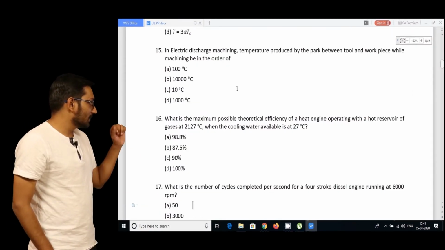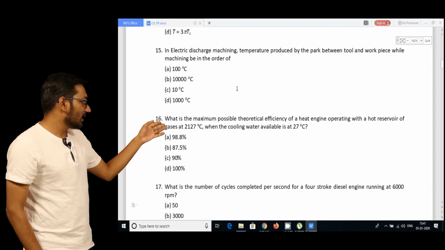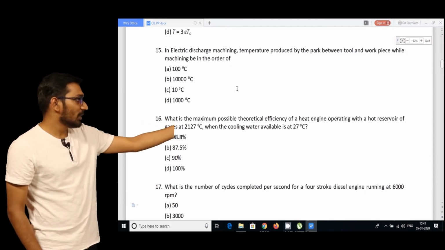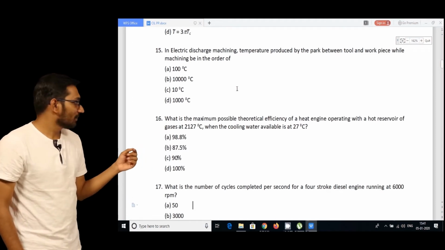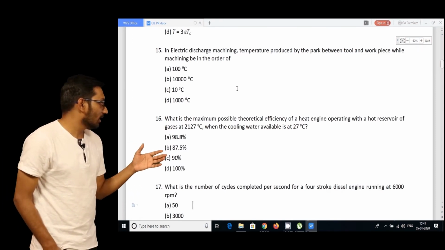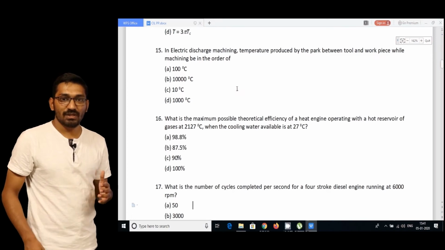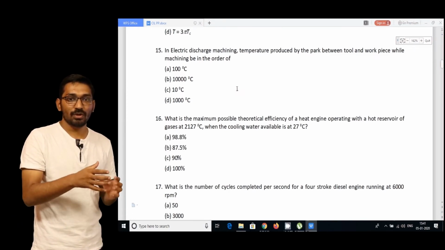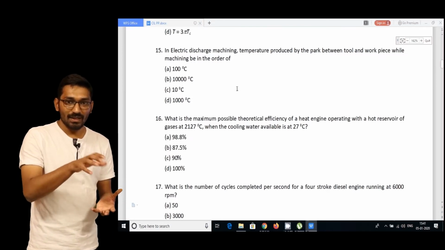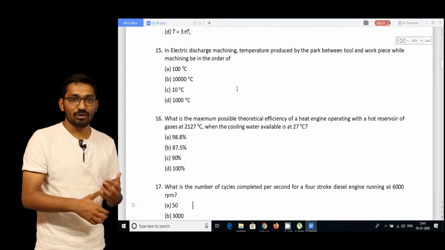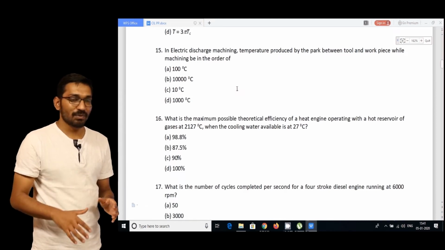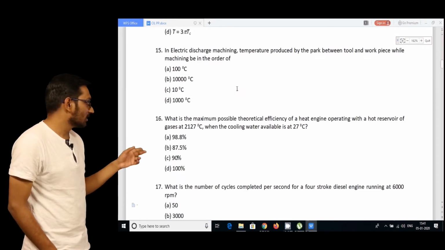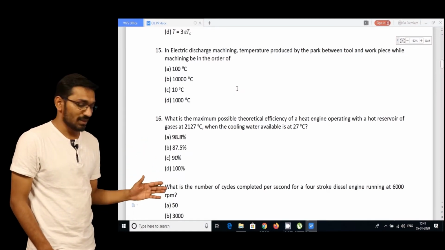Now the next question is, in electric discharge machining, the temperature produced by the spark between tool and workpiece while machining will be in the order of, right? In electric discharge machining, we are using the discharge of electrons to produce the spark and to melt the material that we have to remove in order to do the machining process. So the temperature is very high in electric discharge machining. So the answer would be 10,000 degrees Celsius.